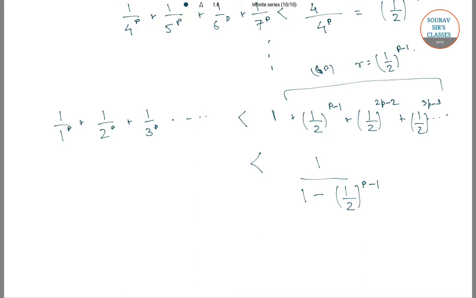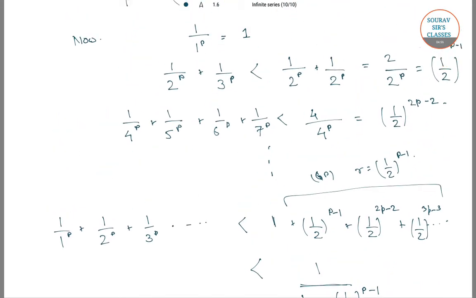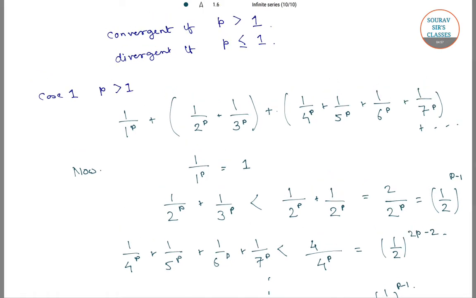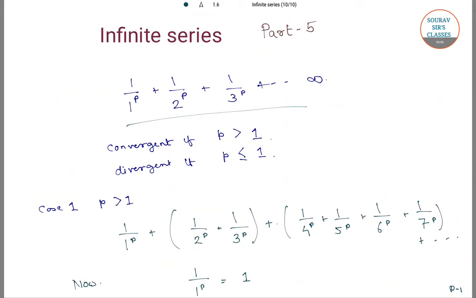So its sum would be equal to 1 divided by 1 minus r, or 1 divided by 1 minus 1 by 2 raised to the power p minus 1, which is less than a finite number if p is greater than 1. So when p is greater than 1, our series is a convergent series.